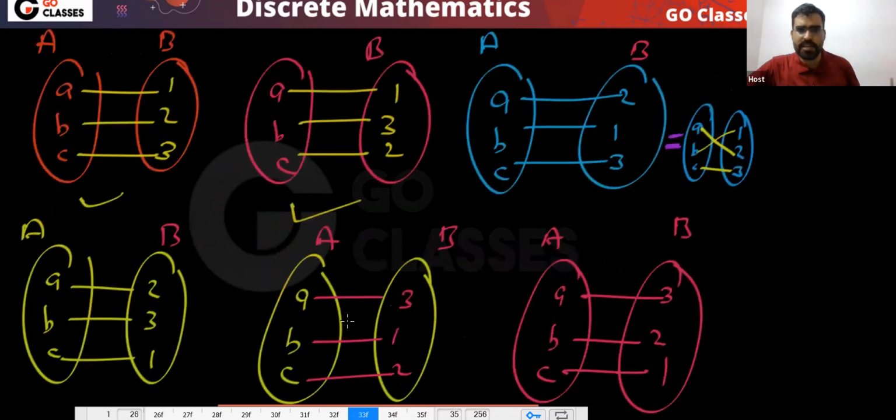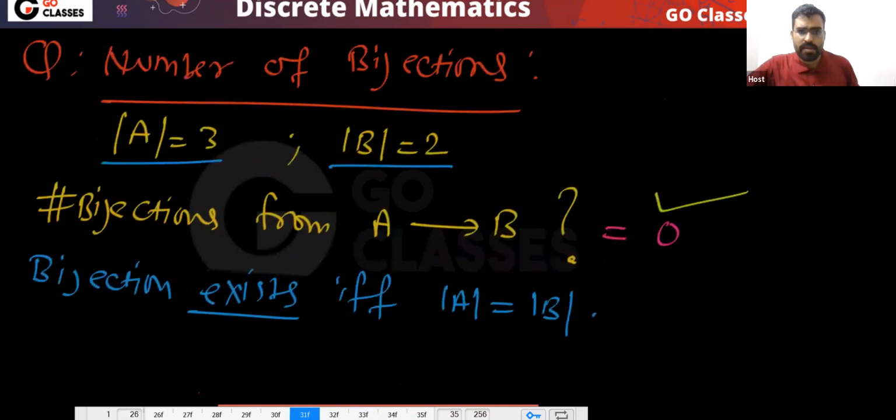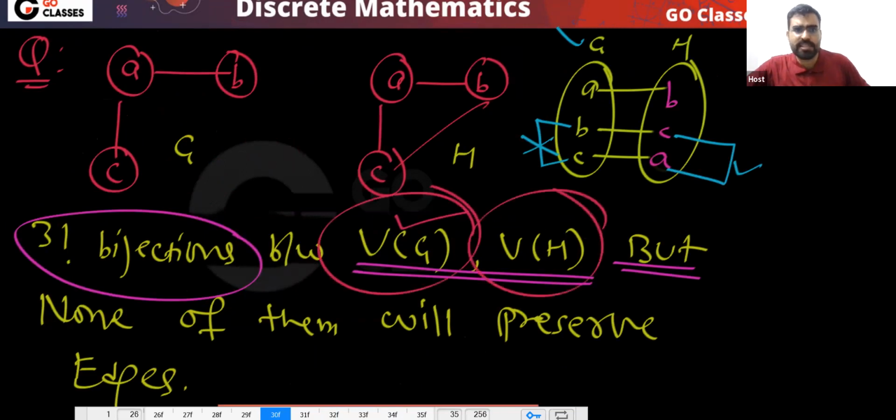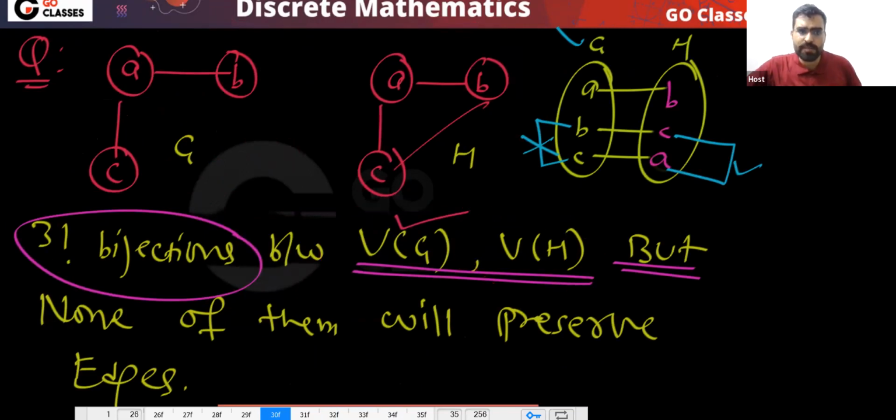Finally, in this case, you can notice that 3 factorial bijections are possible, because the vertices of G, there are 3 vertices here, and there are 3 vertices here. So between these vertices and these vertices, there are 3 factorial, 6 bijections possible, but none of them will preserve edges.